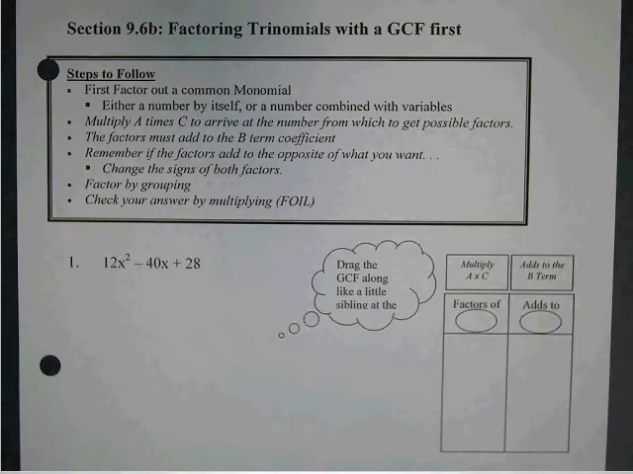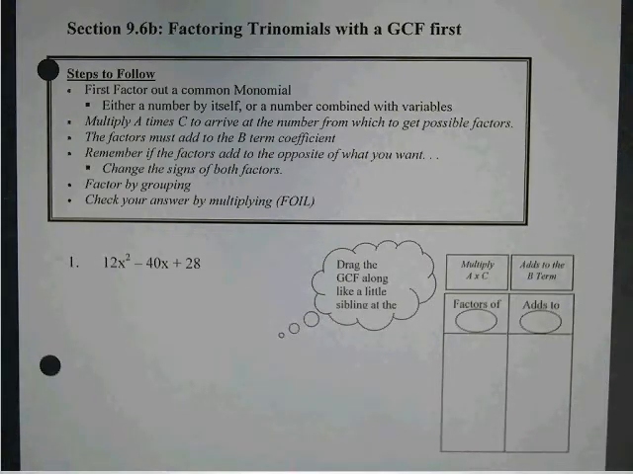Factoring trinomials, same thing as yesterday, but the second half of the section. What do you notice about number 1? 12, 40, and 28. What do you notice about those numbers? They're bigger. If we follow the procedure we did yesterday, we would multiply 12 times 28, and we get a really big number there, right?